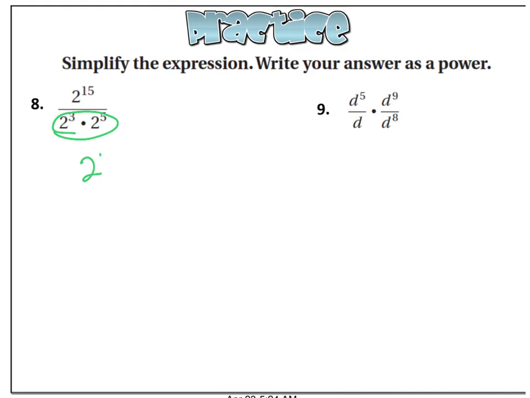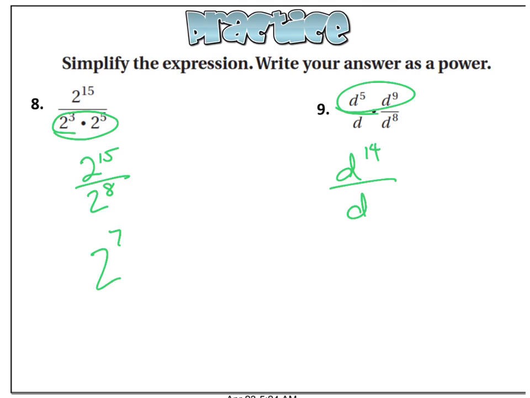Bottom first, 2 to the 15th divided by, add them together, 2 to the 8th. Now I subtract, I get 2 to the 7th. I'm going to go across: d to the 14th divided by d to the 9th, because I add them together. I get d to the 5th.